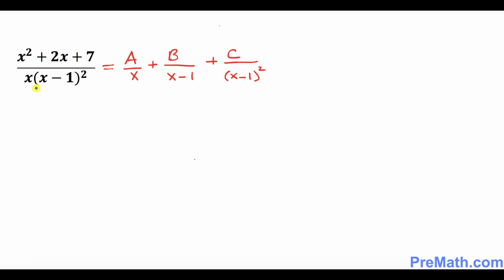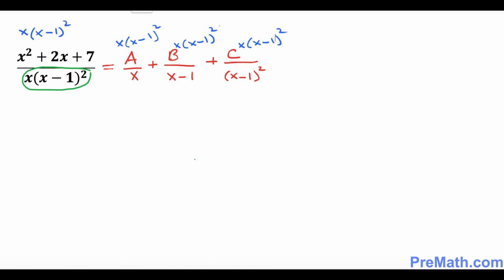Now the next thing I want you to do is get rid of this fraction. How are we going to get rid of this fraction? By multiplying by whatever is at the bottom, across the board. So I'm going to put down x times (x minus 1) squared, x times (x minus 1) squared, x times (x minus 1) squared, and x times (x minus 1) squared.